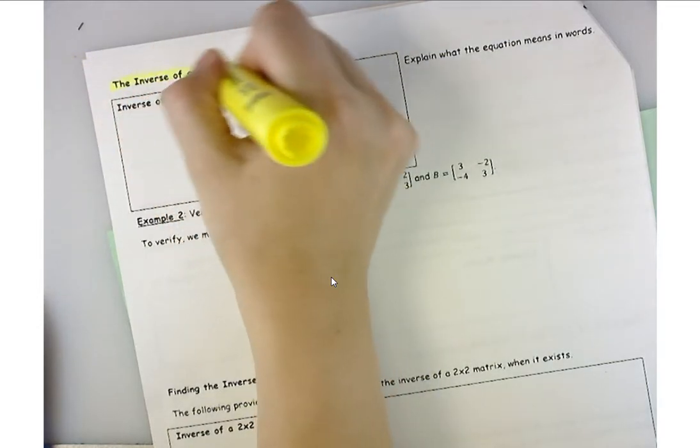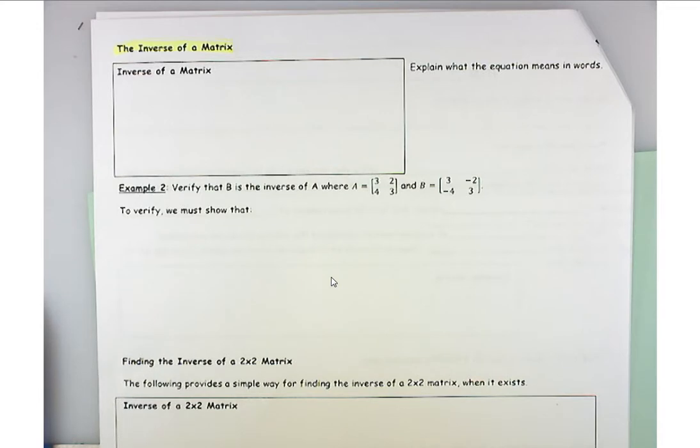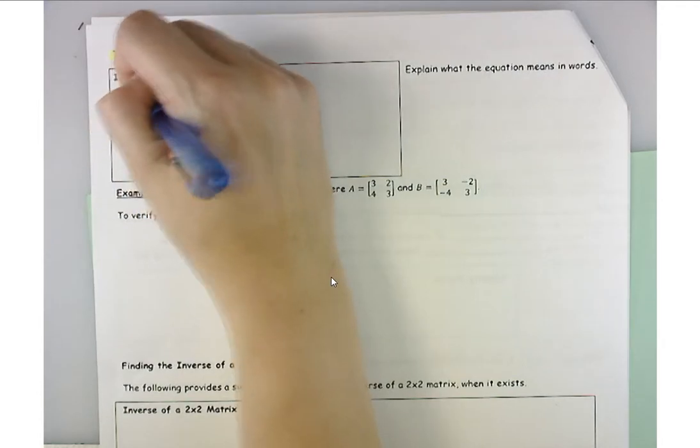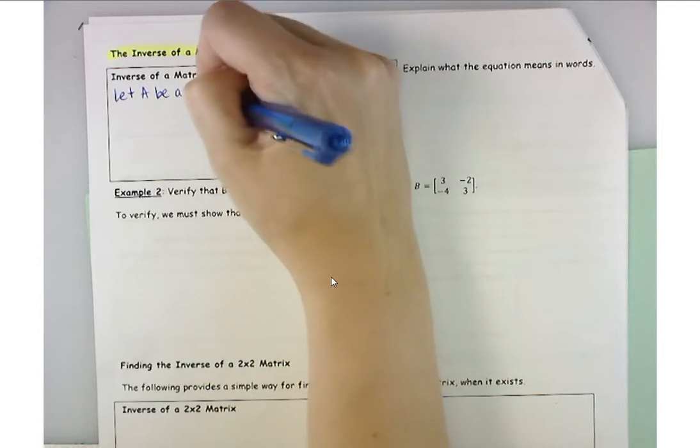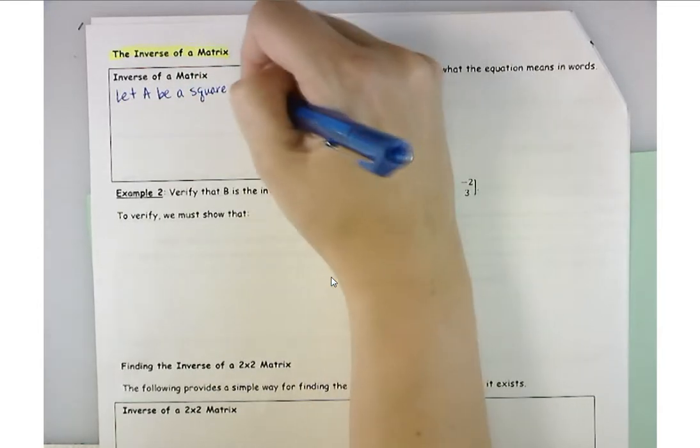Now that we know about the identity matrix, now we can learn about the inverse of a matrix. Okay, and the inverse of a matrix is going to be the main thing we're going to focus on today, and it will also be something we're going to use tomorrow. Okay, so the inverse of a matrix. We're going to let A be a square n by n matrix.